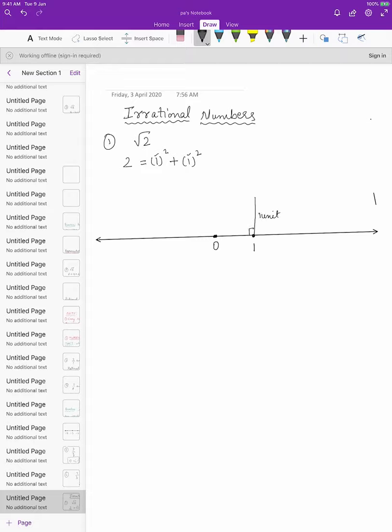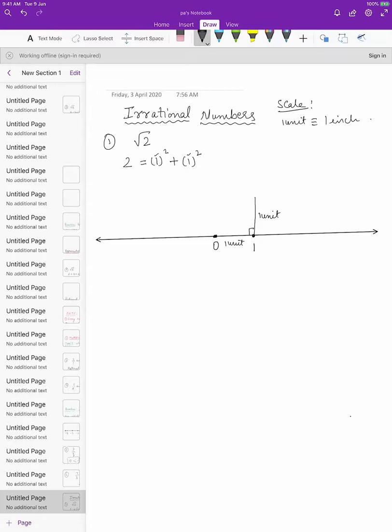Now when I say 1 unit, it's up to you to decide the scale, that what is your 1 unit. You can take 1 unit as equivalent to 1 inch, or if you want you can take 1 unit as 2 centimeter, 3 centimeter, 2.5 centimeter. It is up to you, but then you will have to follow that scale throughout the number line. You can't change that scale in between.